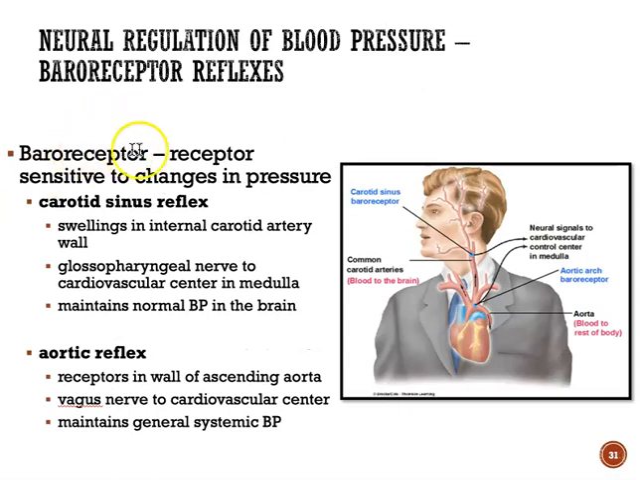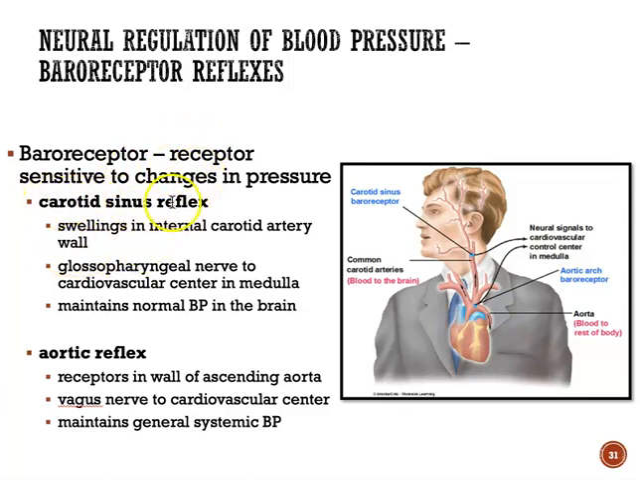Now, baroreceptors, and you can see there's one here right in the neck, in the carotid artery, as well as the arch of the aorta. These are receptors that are sensitive to changes in pressure. That's what a baroreceptor is. Kind of like a barometer is sensitive to barometric pressure changes. A baroreceptor in the body is also sensitive to changes in pressure.